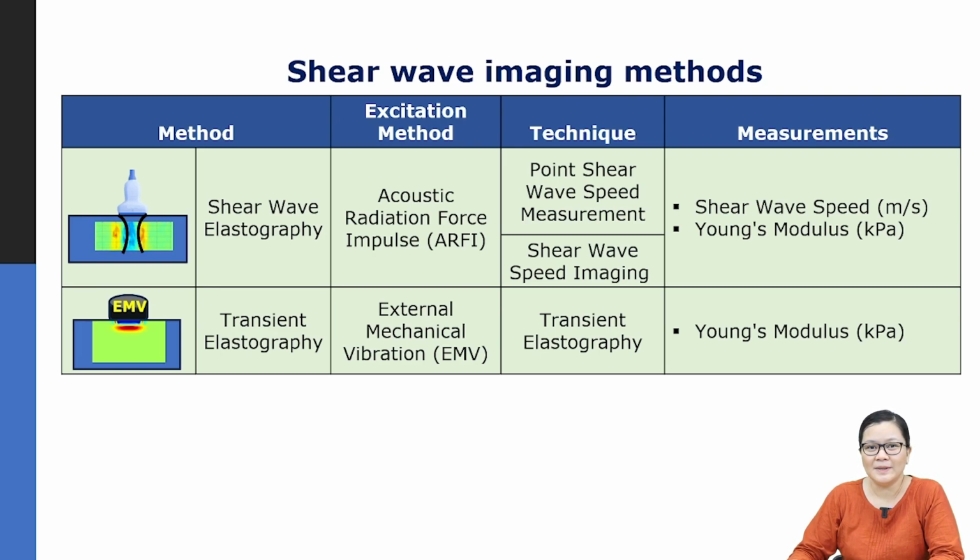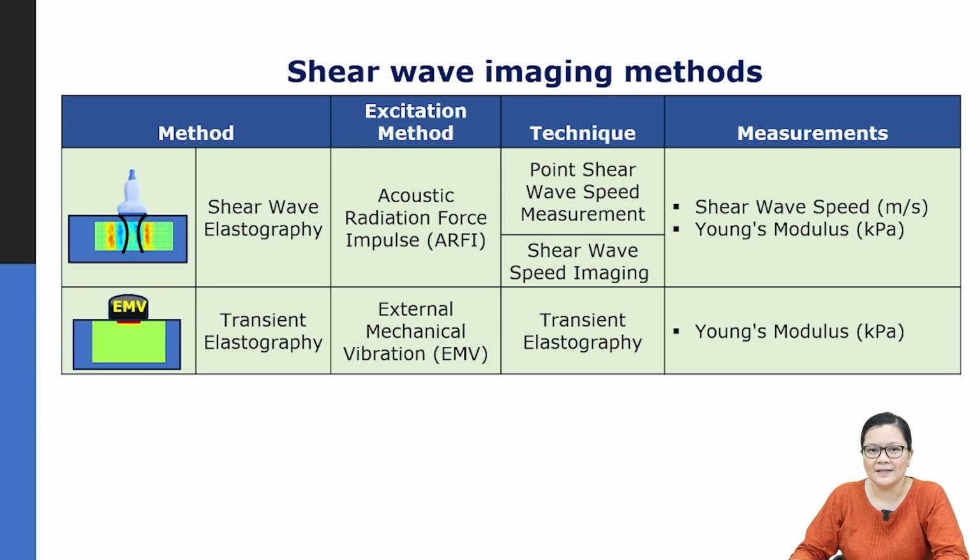So today I'll be describing different shear wave imaging methods that are used clinically. Here are two that I have in this table. We first have our set of shear wave elastography methods, where the excitation to produce the shear wave is called the acoustic radiation force. We'll look more into that in the subsequent slides. There are two techniques that I'll also focus on: point shear wave speed measurement and 2D shear wave speed imaging. Using these two techniques, you'll be able to measure the shear wave speed at specific regions of interest in the tissue and the Young's modulus.